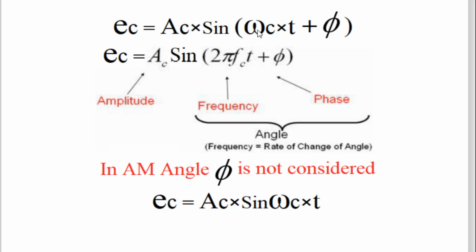And if you know omega is equal to 2 pi f, so here it is 2 pi fc, with suffix c, because this angular frequency is for the carrier signal, and therefore the equation will become very simple. Ec equal to Ac sine of omega c, or instead 2 pi fc, t, plus phi. But in amplitude modulation the angle is not considered, because only the amplitude of the carrier is changed. Therefore we'll remove the angle phi, and Ec is equal to Ac into sine omega c into t.